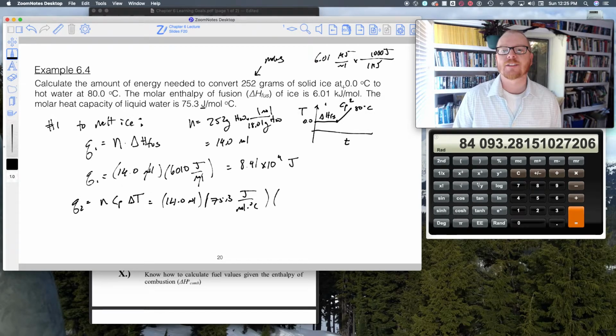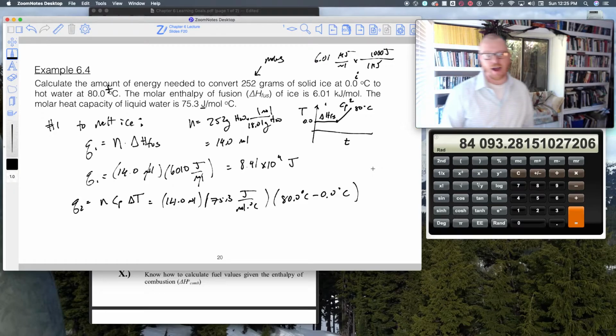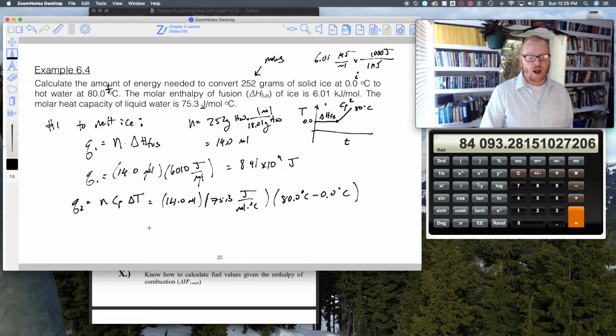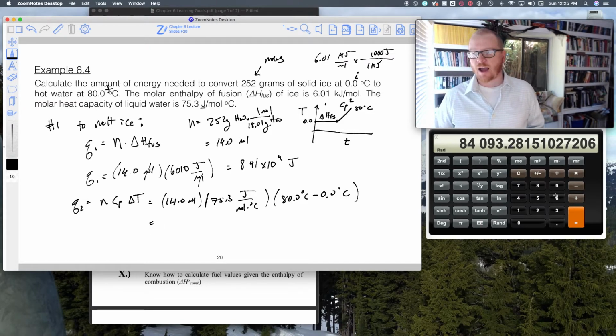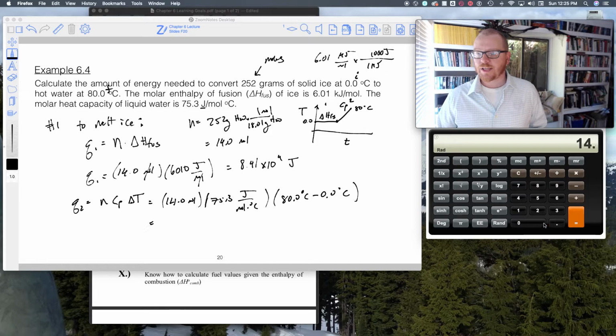Okay, so it's solid ice at 0 degrees initially, and it's going to end up at 80 degrees for the final temperature. So I can now say 80.0 degrees minus 0.0 degrees C. I could have just put 80 in there, but I did it just to be complete for this problem so you can see how it's going to work. Okay, and so now that's going to be 14.0 times 75.3 times 80 minus 0, which is 80.